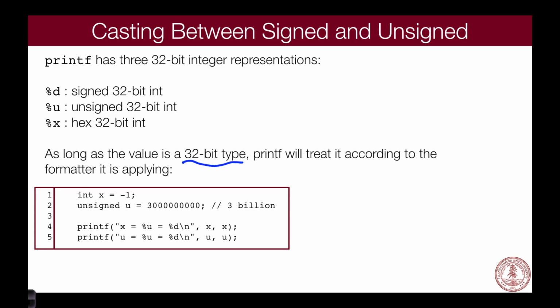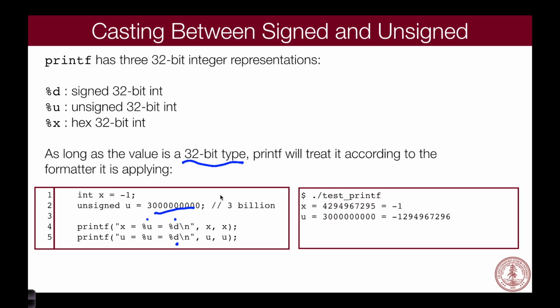As long as it's a 32-bit type, printf will treat it according to the formatter. So if you say int x equals -1, and unsigned u equals 3 billion, and you print out the unsigned and the signed notation for x, then for the unsigned notation you're going to get a giant number, and for the signed notation you're going to get -1 because it's signed. If you do the same thing for u, you're going to get the unsigned version, 3 billion, and for the signed version you're going to get some negative number, probably not too negative, but in the range. So let's actually see what happens here. We print out x, which is -1, and in unsigned it's going to be this giant number here.